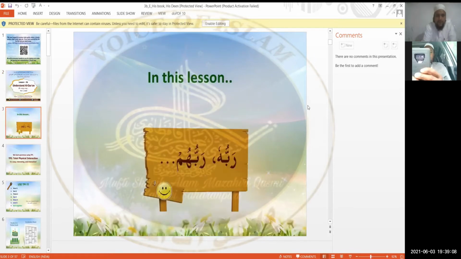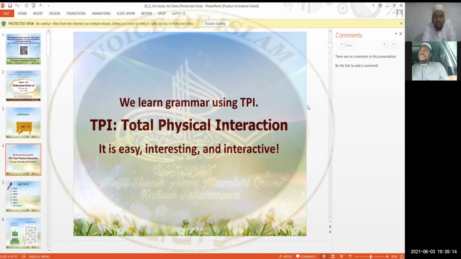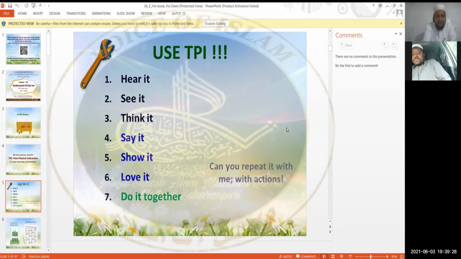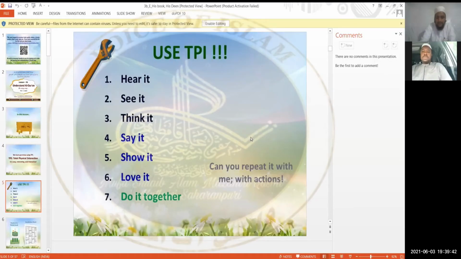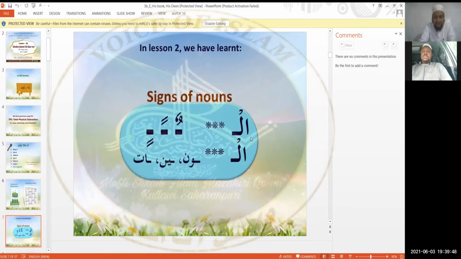So in this lesson we will learn Rabbuhu, Rabbuhum. We learn grammar using TPI. You have to hear, think, say, show, and love it, and inshallah we'll do it together.